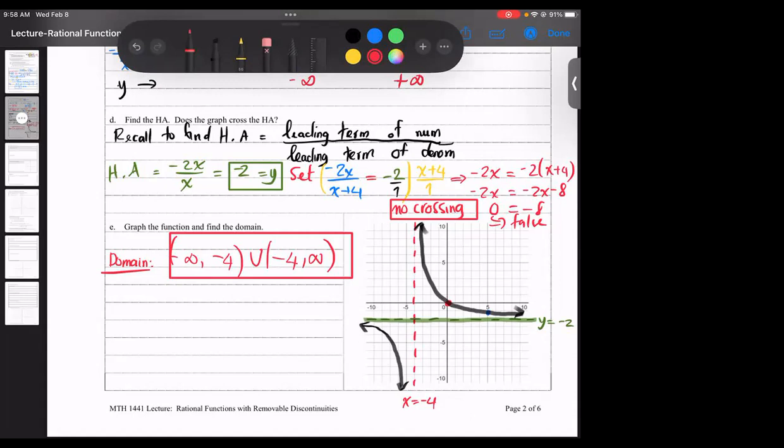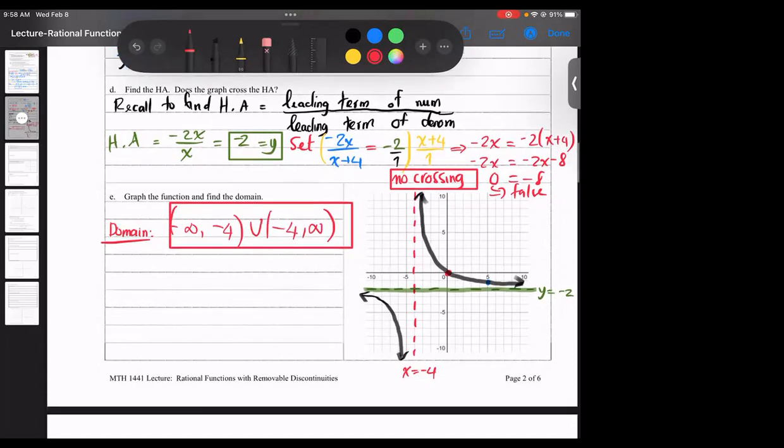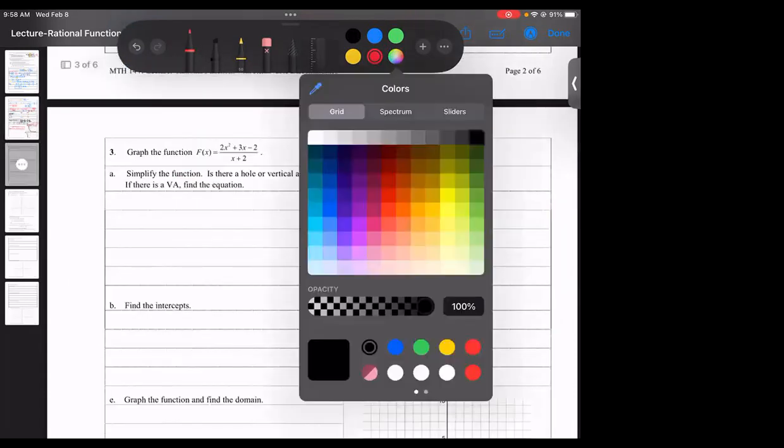Does it make sense? You don't have to look at the graph in order to tell what the domain is. You can look at the reduced function. Anything but -4, which is telling you right here, everything but -4, right? Next is number 3.